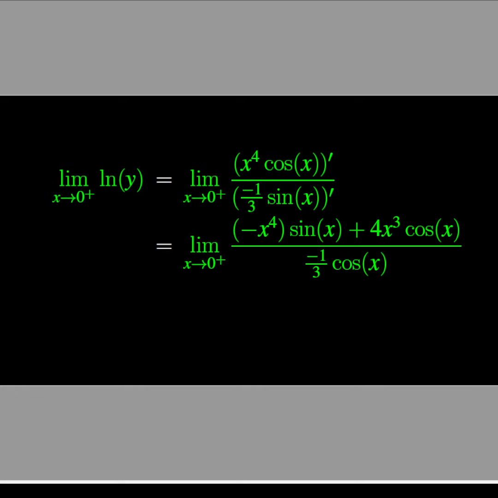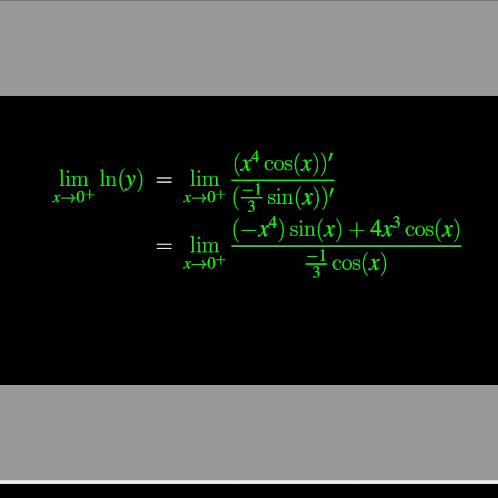The derivative of x to the power 4 times cosine of x is minus x to the power 4 times sine of x, plus 4x cubed times cosine of x, and the derivative of minus 1 over 3 times sine of x is minus 1 over 3 times cosine of x.